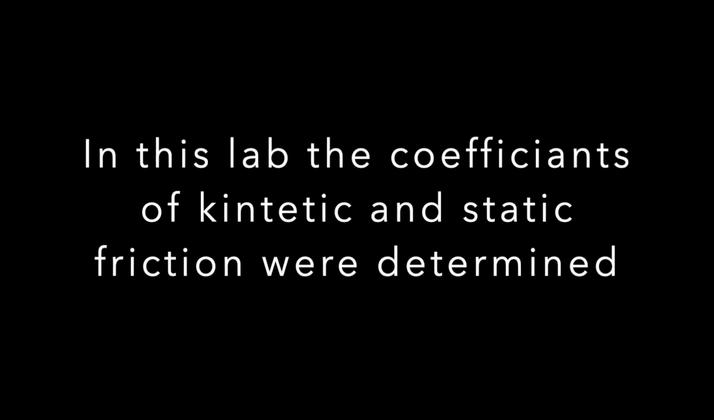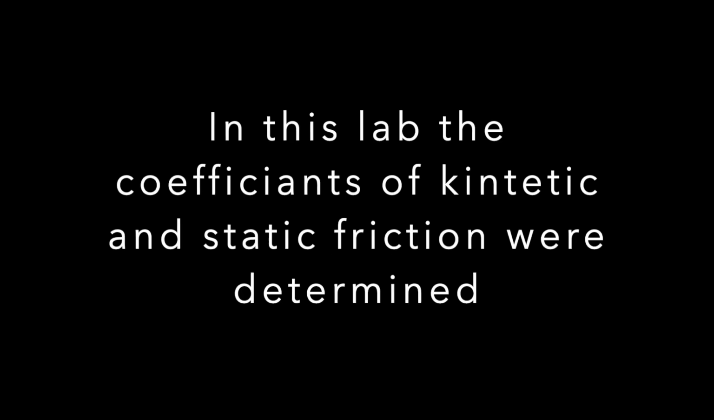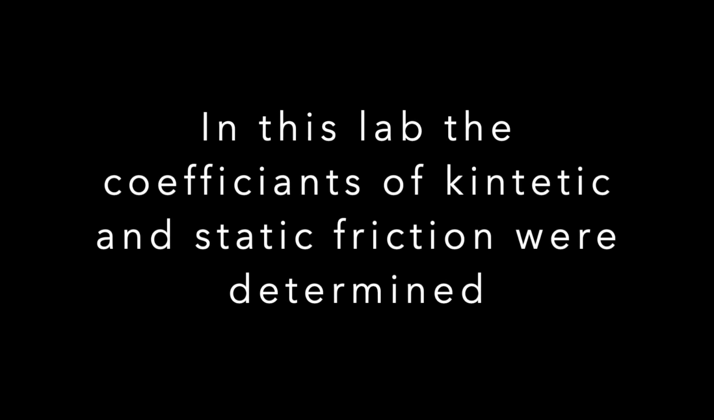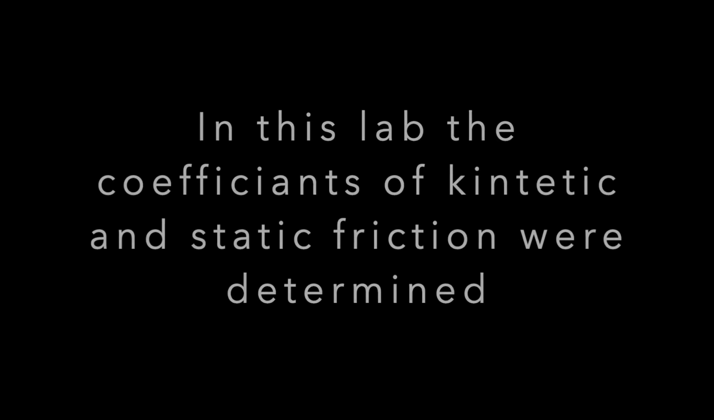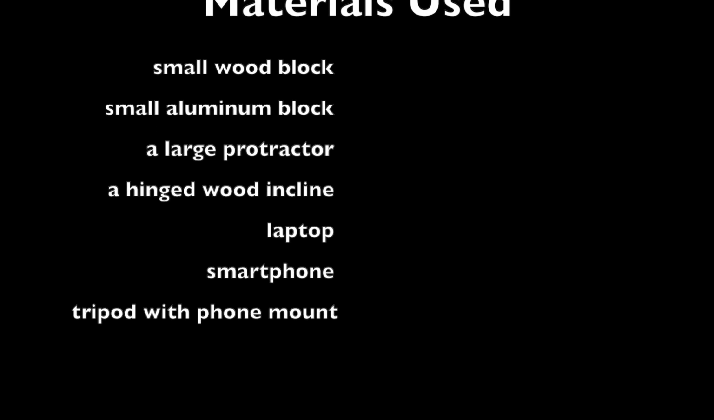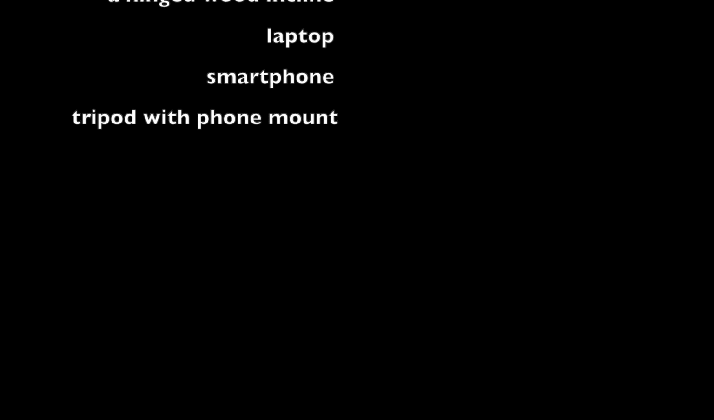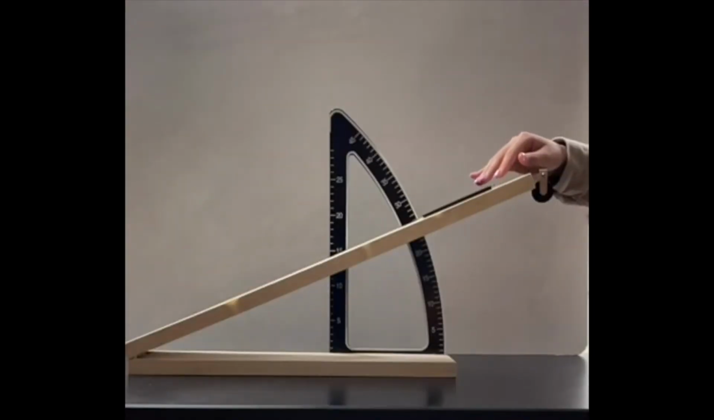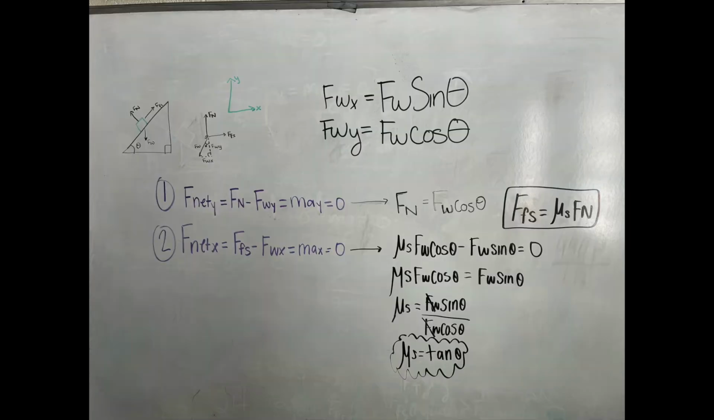In this lab, we determined the coefficient of kinetic and static friction. A wooden block and an aluminum block were pushed down a wooden incline 10 different times to find the angle at which it begins sliding down. To minimize uncertainty, we made sure the wooden incline was moved slowly with no jerking motions.